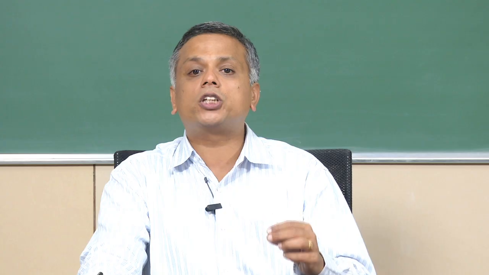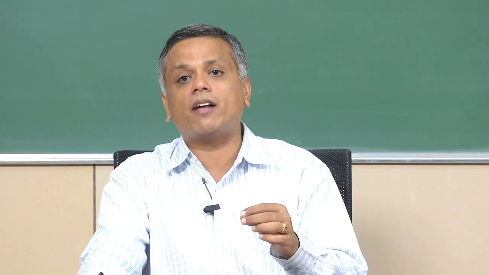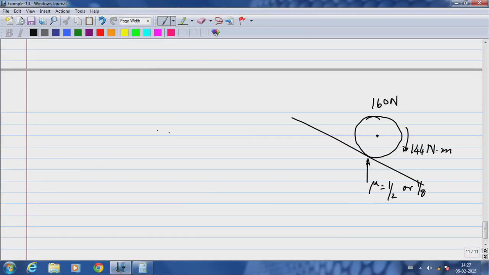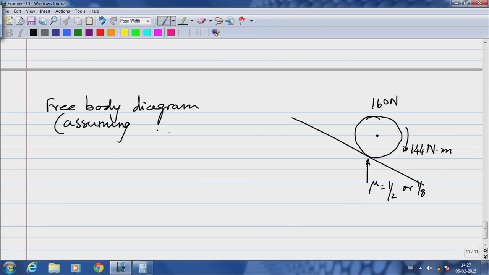So, the way to solve a problem of rolling motion or sliding motion is to first assume no slip, calculate the critical value of friction needed to sustain no slip, and then compare the critical value of friction to the actual value of friction coefficient that you are given in the problem. So, let us do that. The first step is to draw a free body diagram, and we are going to solve the problem assuming no slip. That is our first step.